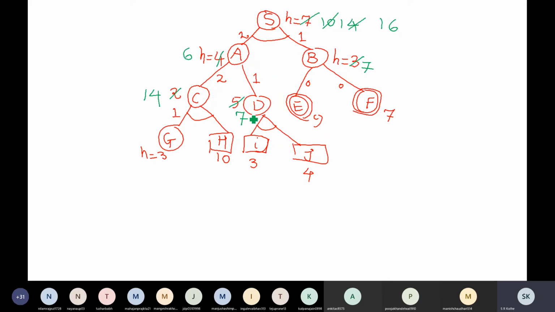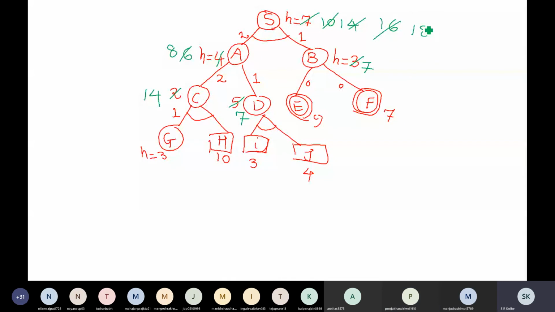So because of this, what will happen? Cost of A will become 8. 7 plus 1, that is 8. Correct. Because of that, what will happen? Cost of S will change. So what will be the new cost? 18. Correct.